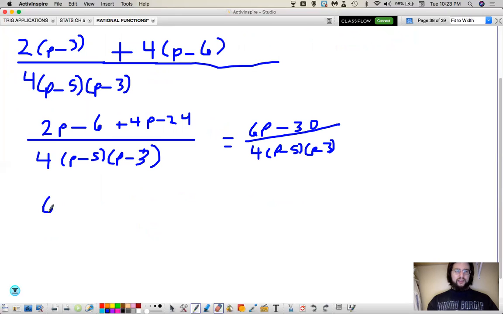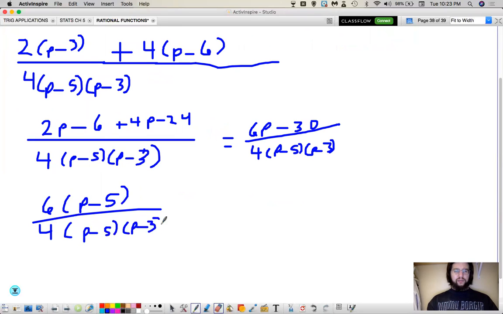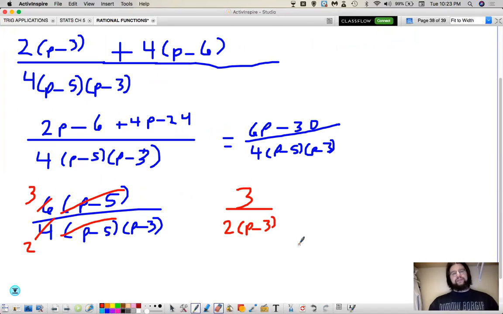So I've got 6 times p minus 5 over 4 times p minus 5 times p minus 3, canceling stuff out. That cancels directly. 6 and 4, they both have a 2 in them. 6 divided by 2 is 3. 4 divided by 2 is 2. So that's leaving me 3 in the numerator and 2 times p minus 3 in the denominator. Leaving it like that is perfectly fine by me.